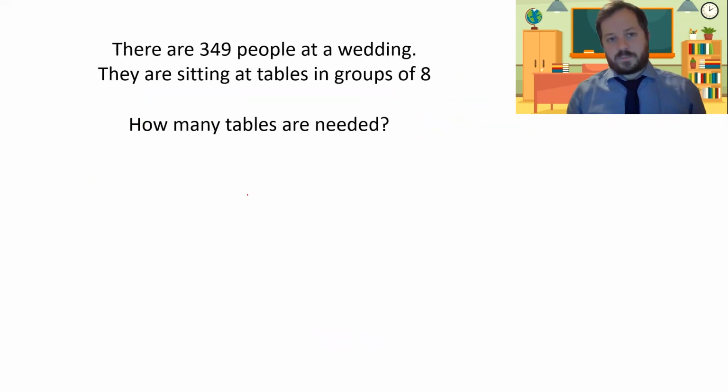So how about this one? There are 349 people at a wedding. They are sitting at tables of groups of 8. How many tables are needed? Have a go and then we'll talk it through. Pause now.